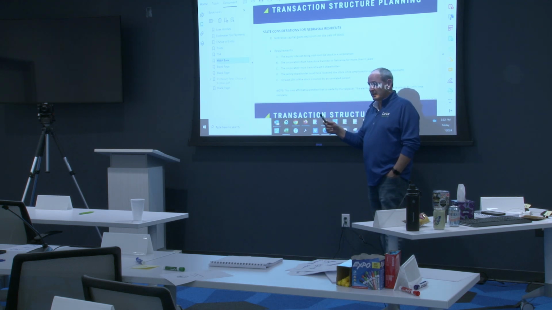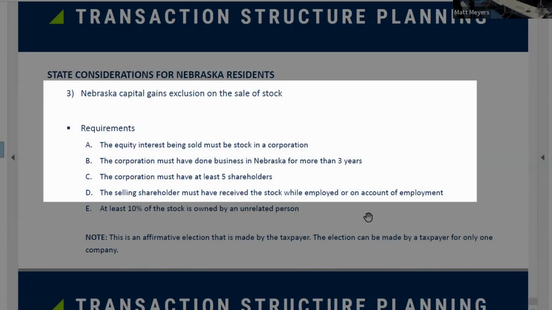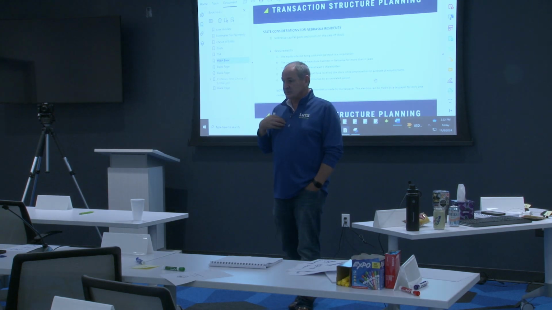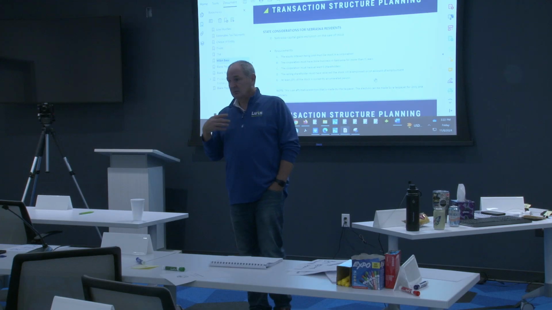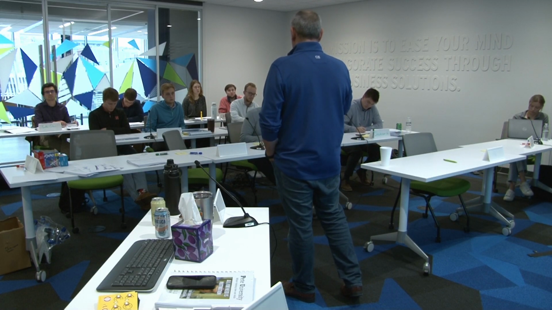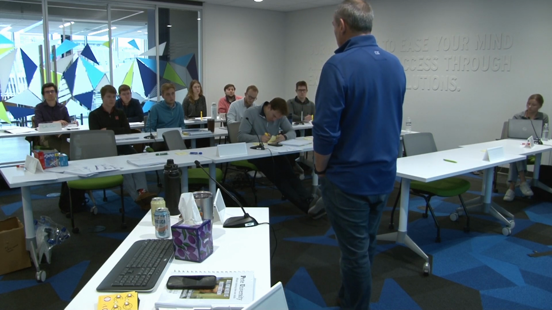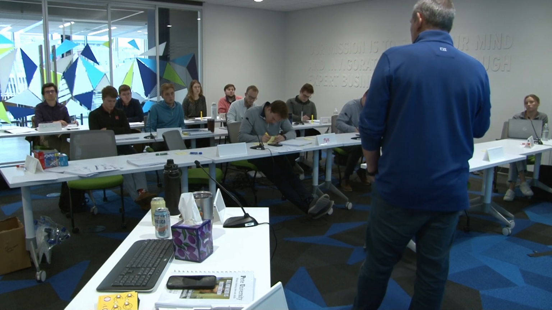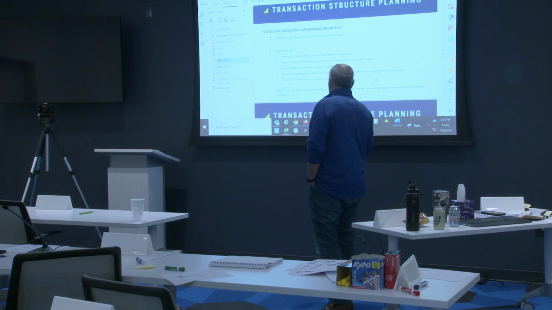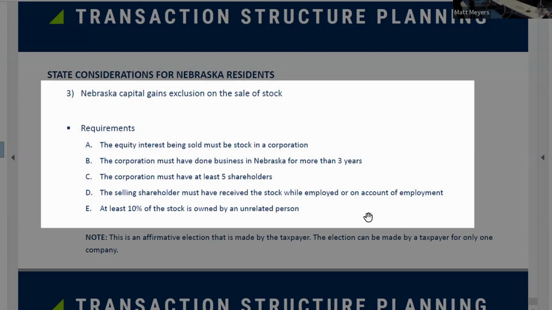Okay, that's called the Stewart case. The selling shareholder must receive the shares while employed or on account of employment. That means I started the business and pulled it out of the ground, or I worked at the business and got shares while I was employed there. Kiewit in Omaha, Nebraska is a great example of getting shares while employed. It's employee owned. And then at least 10% has to be owned by unrelated parties.